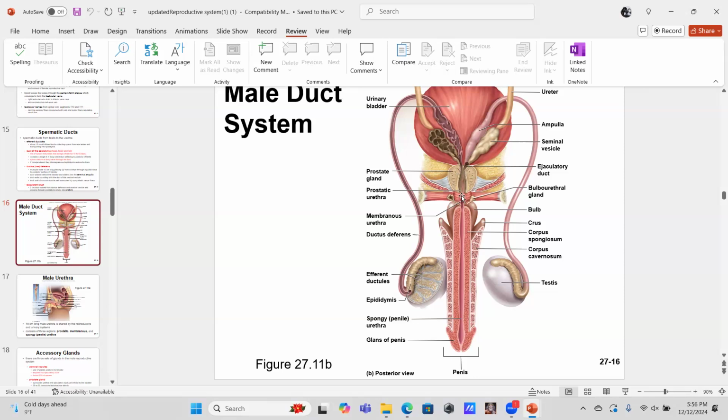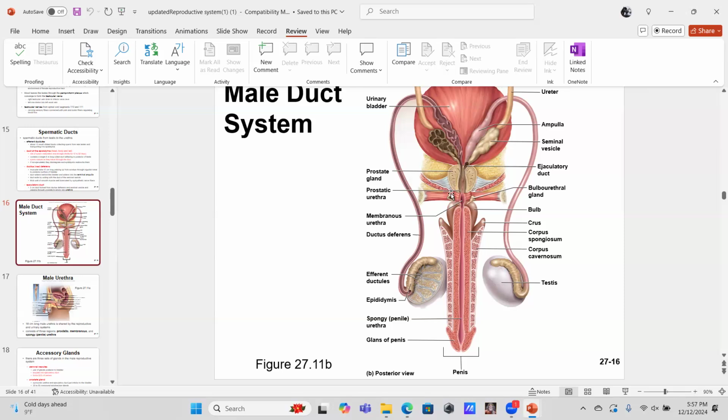Now, the urethra, as it goes through the prostate gland, since it goes through it, any enlargement of the prostate can compress the urethra as it goes through. As the urethra goes out of the abdominal cavity, it goes through an area we call the membranous urethra.